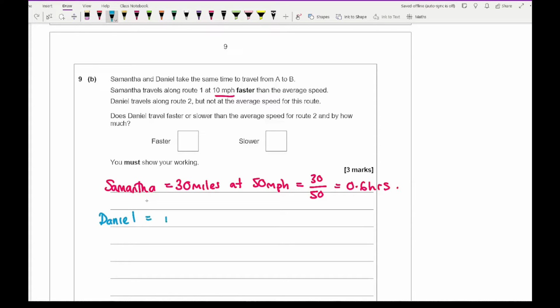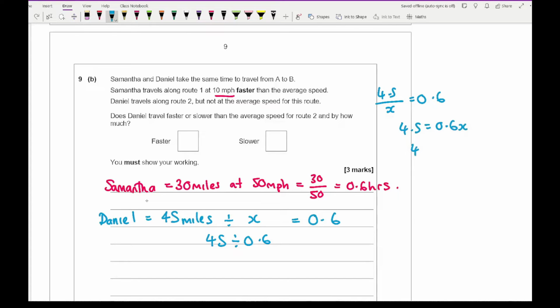it's going to be 45 miles because that's not going to change. We want to divide that by the speed, which we're not too sure about, which is what we're trying to figure out. But we know that equals 0.6. So then what we've got to do is 45 divided by 0.6. If you're not sure where I've got this from, if I take the x over to the other side, and then divide by 0.6, then this equals x.